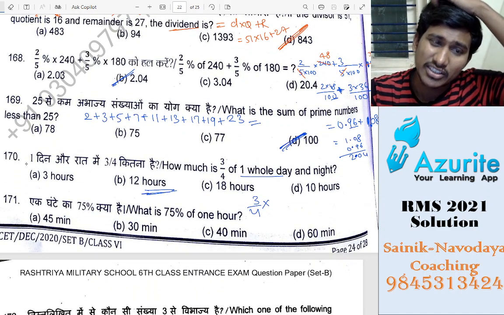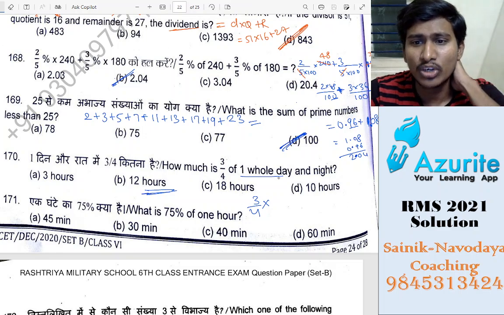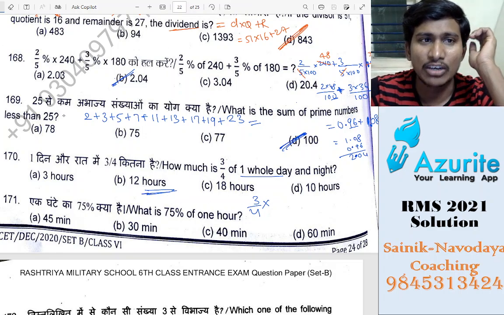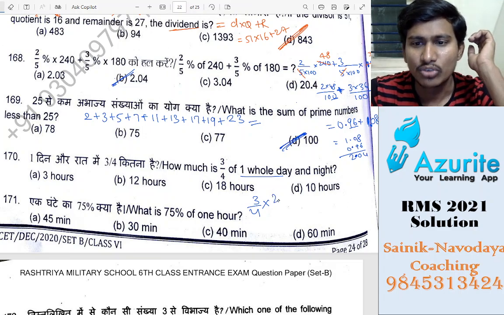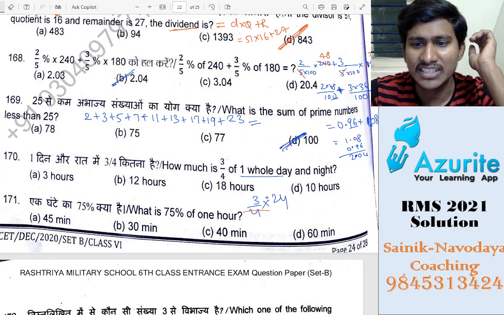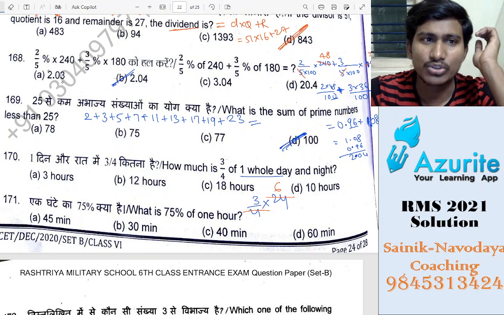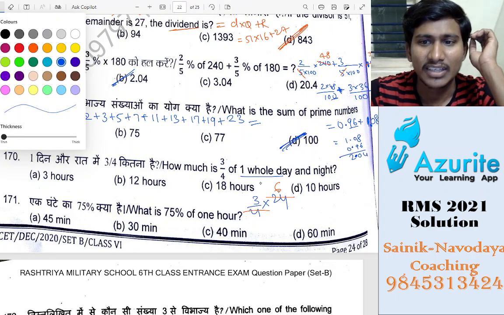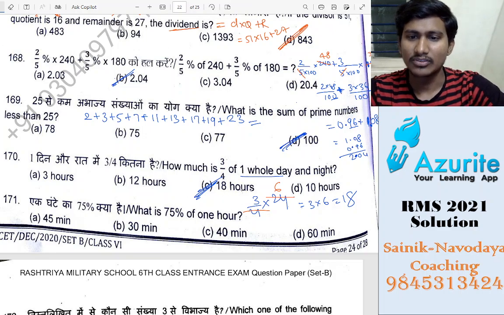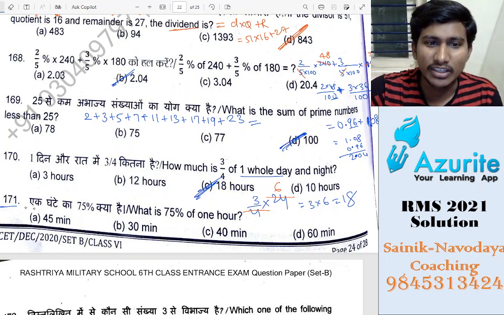Now next, 170. 3/4 of one day, whole day. One day means the answers are in hours, so you have to take it in hours. One day means how many hours? 24 hours. Now cancel it out. So 4 how many is 24? 4 6s are 24. So 3 into 6 is how much? 3 6s are 18. So 18 hours will be the answer, option C. Okay now? Very good.